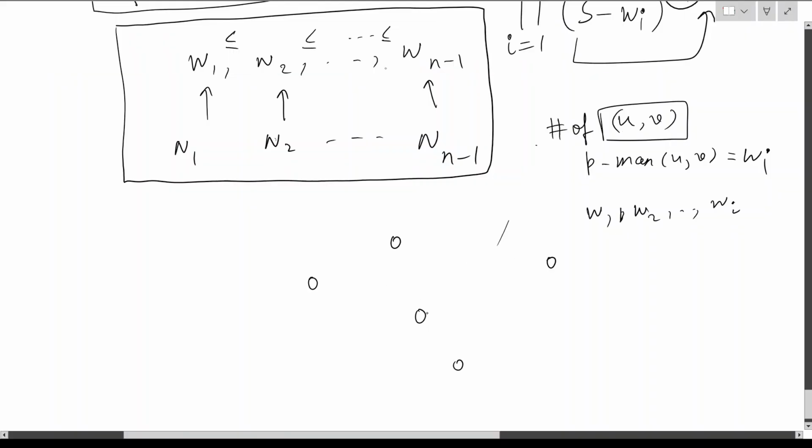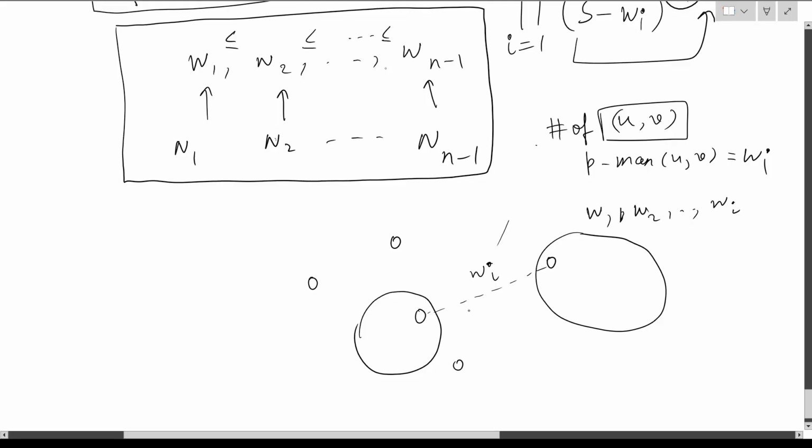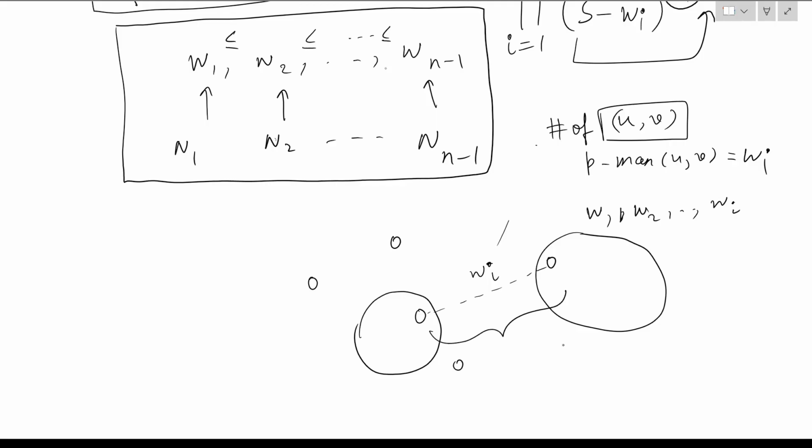So let's say wi connects the two of these, and these guys were already in their own components before this. Now, when we introduce wi, what does that tell us? We want this to be the maximum along the path from u to v for the vertices u and v, and also all other edges on the path must have weight at most wi as well.